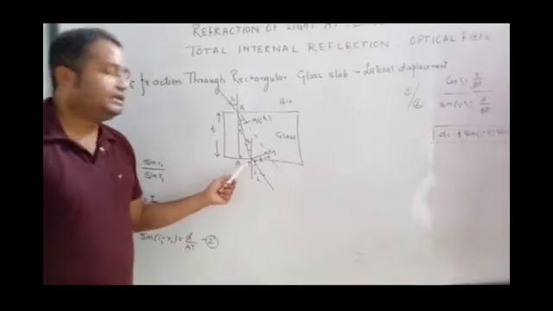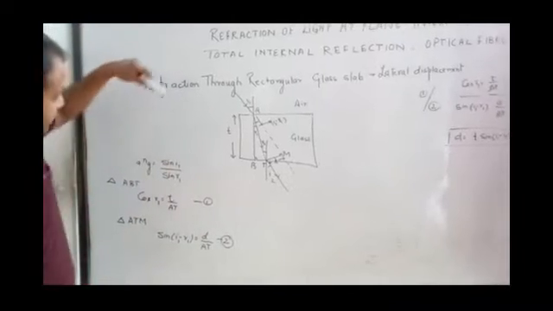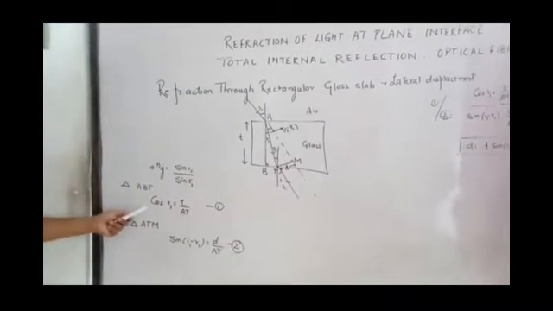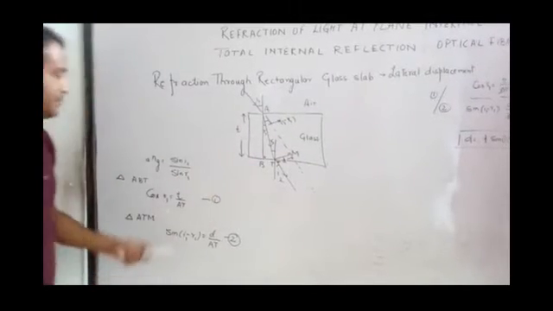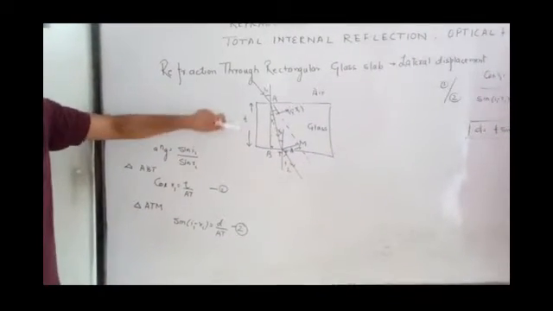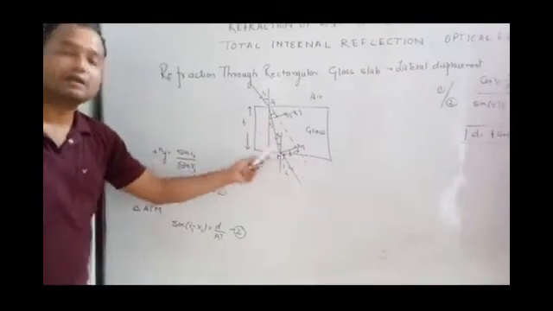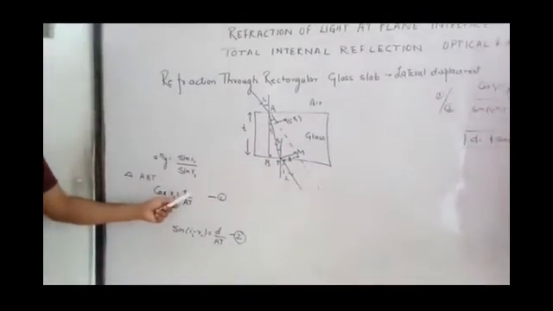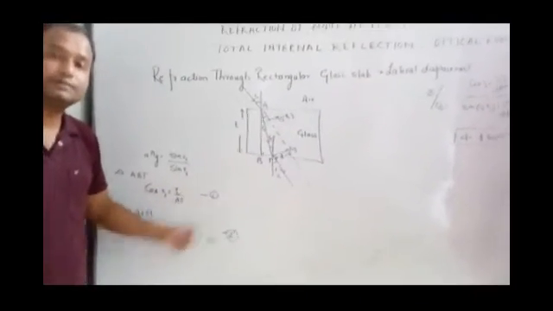Triangle ABT. Over here in triangle ABT, I have taken cos R1. It's a right angle triangle, so cos R1 can be written as t, which is the thickness of the glass slab, upon AT, where AT is the hypotenuse of this triangle. So cos R1 is small t upon capital AT. I have taken that as the first equation.